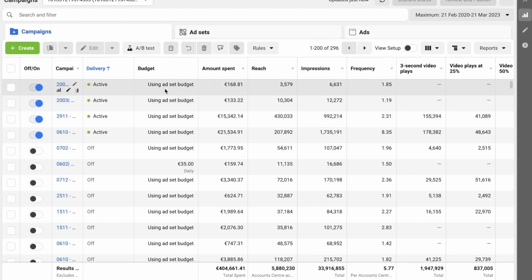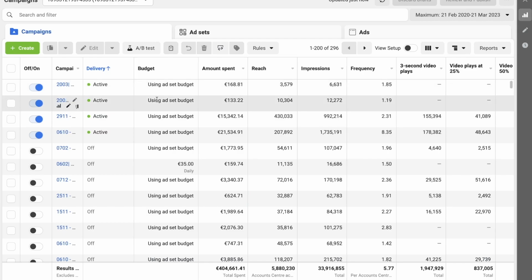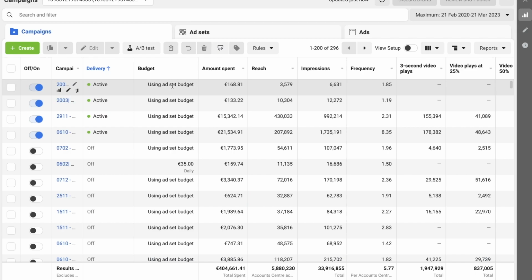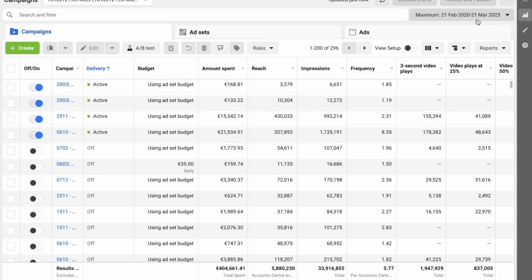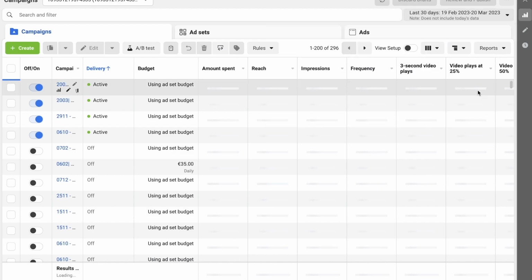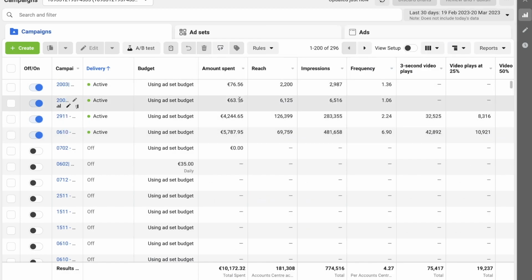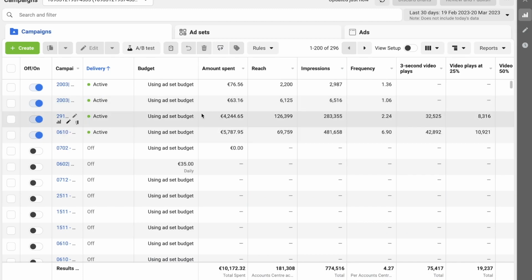And it tells you how and where the budget is coming from. If I, for example, would go into this campaign here and look at the different ad sets, I would see how much budget this specific ad set is spending on a daily basis. Here, I only see the amount spent in my given time frame. So right now, this is set to maximum.